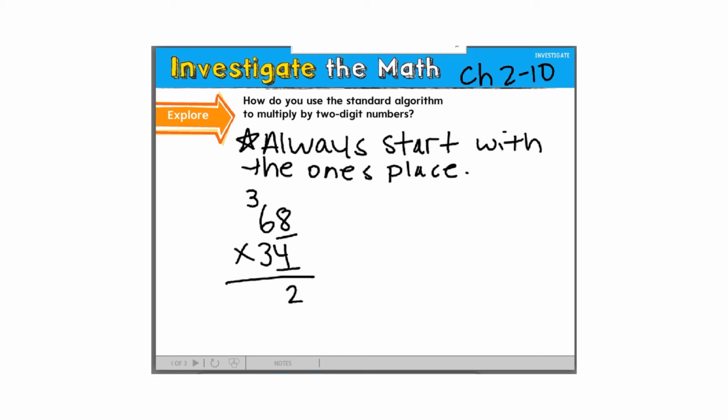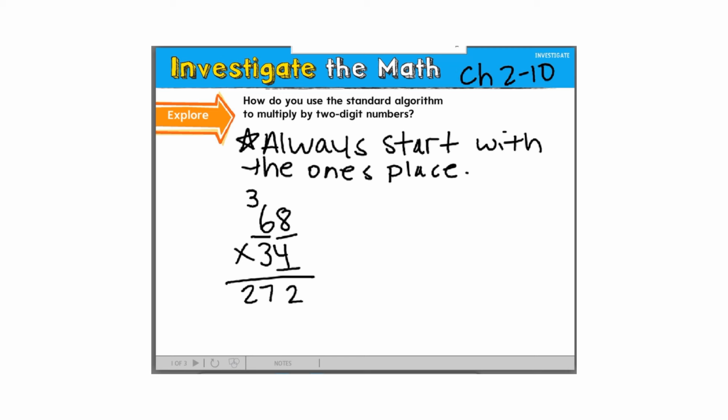And now we're going to multiply 4 times 6. 4 times 6 is 24, and we're going to add the 3 to it, and that gives us 27. So far, we should be good, right? Because this is what we did yesterday.